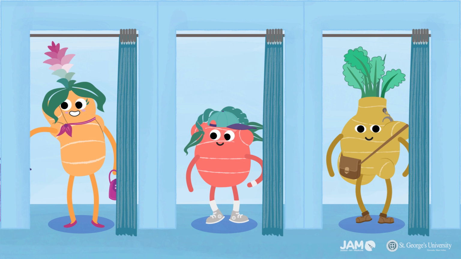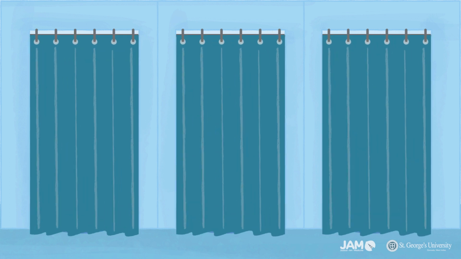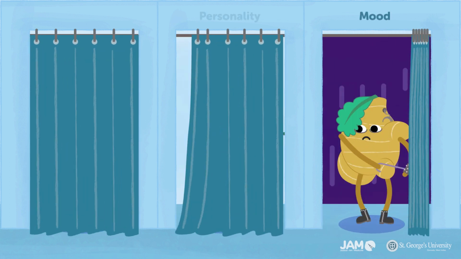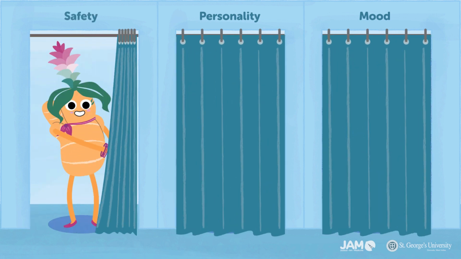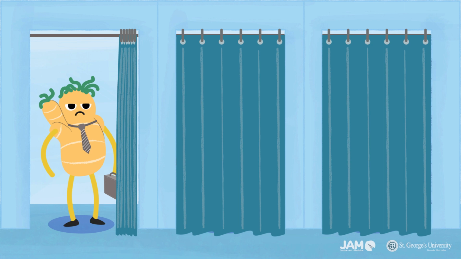Some people like dresses and others prefer pants. However, our gender expression is not always based on how we feel on the inside. Some of us choose to dress according to our mood, our personality, or for our own safety. For some, this might mean that they choose to dress according to society's expectations rather than how they feel on the inside.